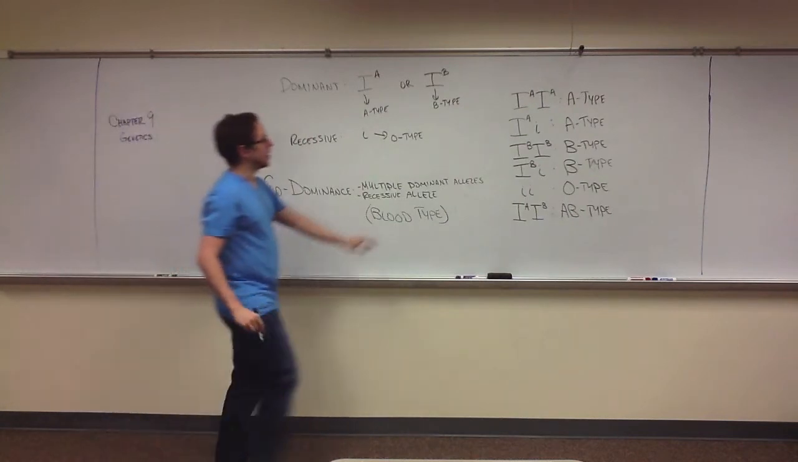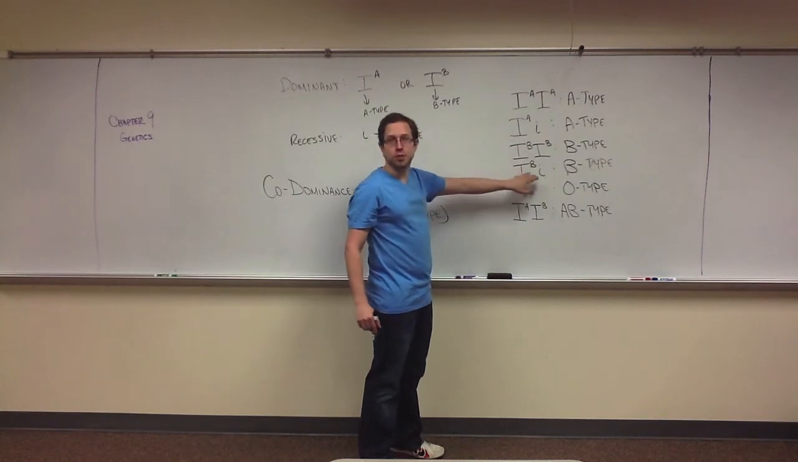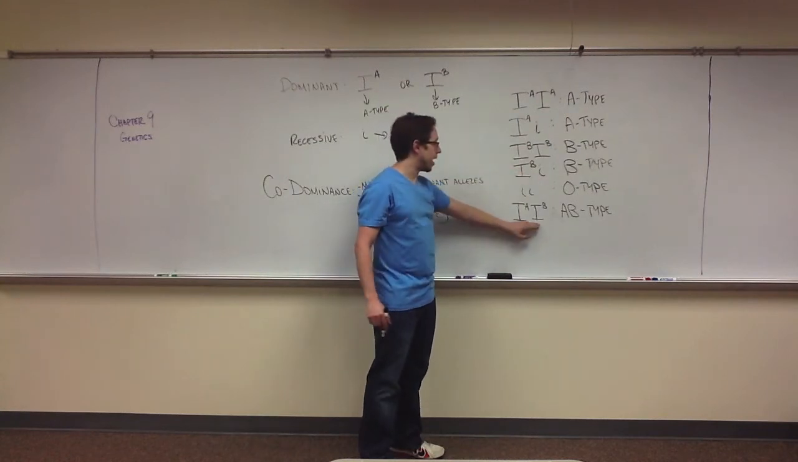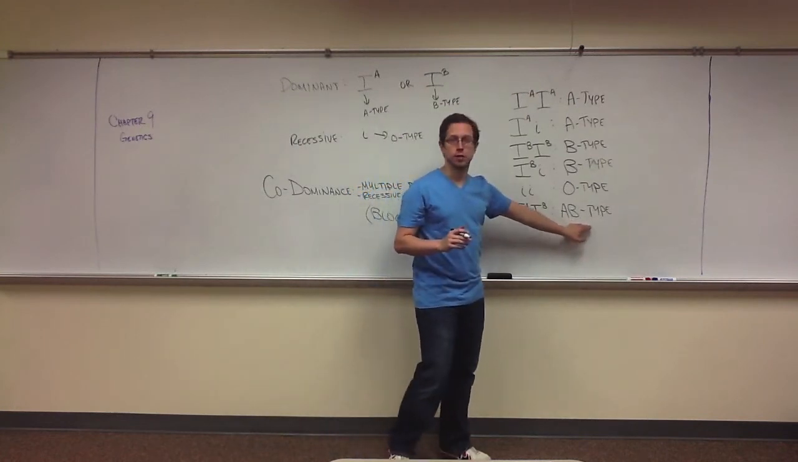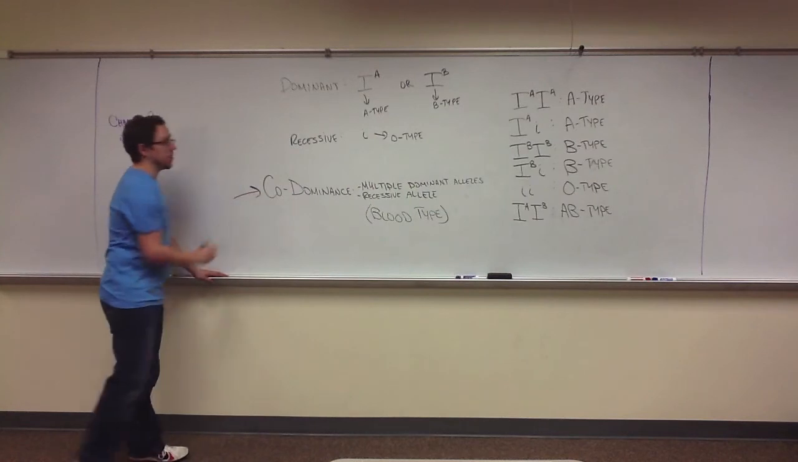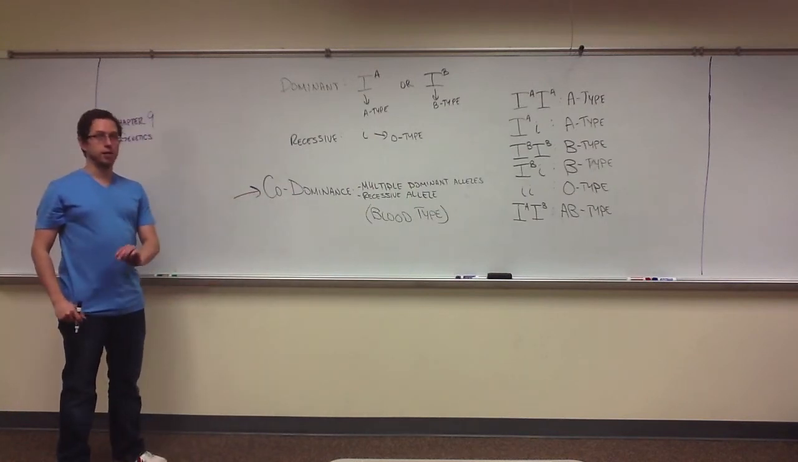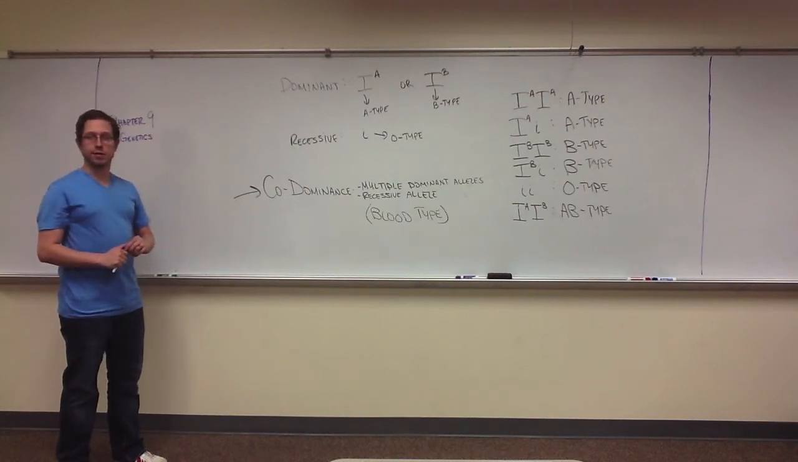So the allele for A is dominant to the allele for O. The allele for B is dominant to the allele for O. But neither A nor B is dominant towards one another. They're both expressed on the surface of those cells. So this is why blood typing is codominant rather than incomplete dominant. Okay. Any questions regarding that?